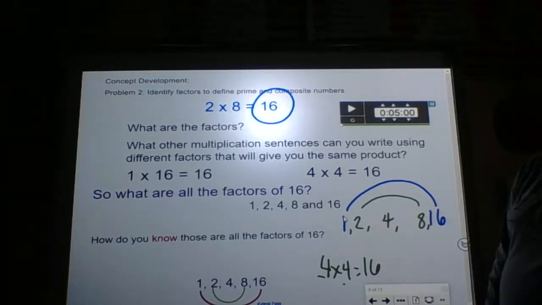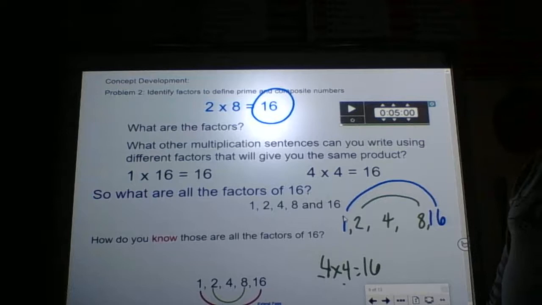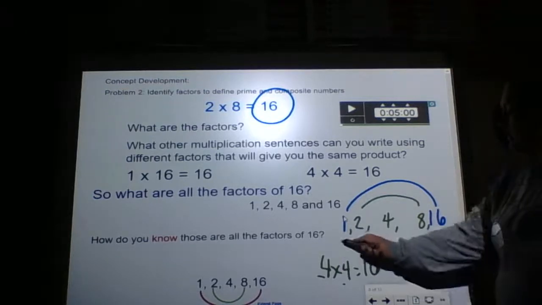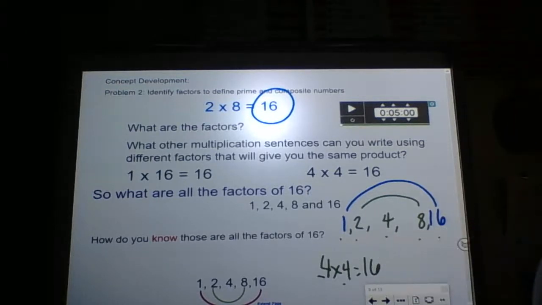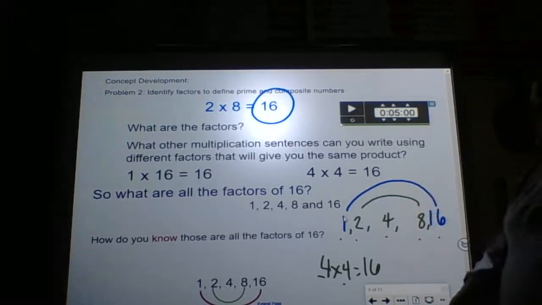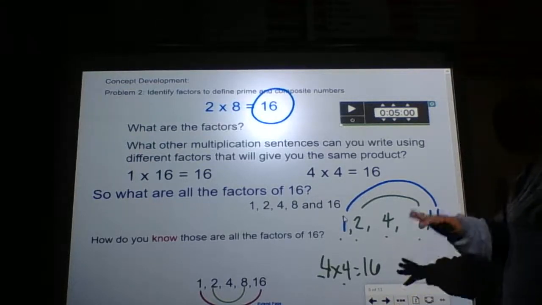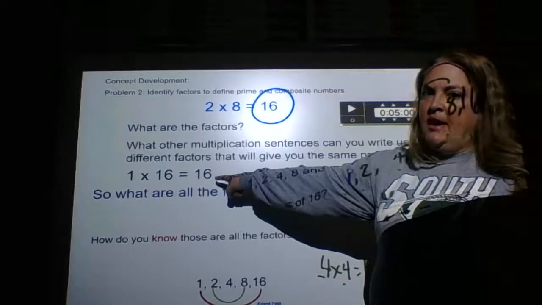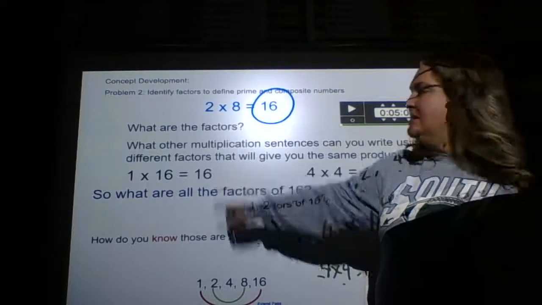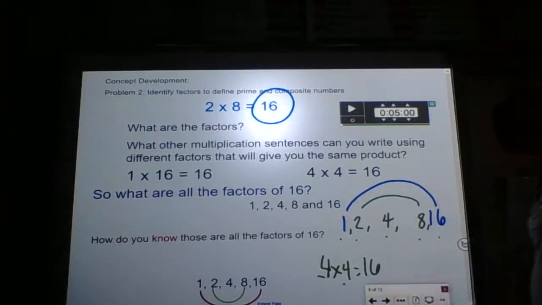Now I'm going to ask you, is this number prime or composite? Give me a thumbs up if you think this number, 16, is prime. Give me a thumb sideways if you think it's composite. Your thumb should be sideways. Look at all the factors I have. When I have more than 2 factors or more than 1 arc on my rainbow, it is a composite number. So this is composite because I can build it more than just one way. I'm not just going to build it 1 times 16. If this was the only way I could build it, I would call it prime. But I can build 16 like 2 times 8, 4 times 4, right? So we call that composite.